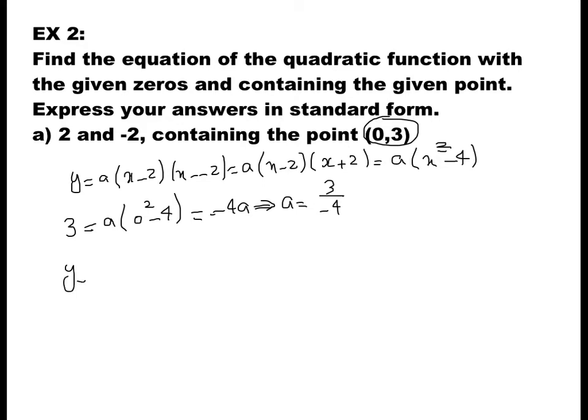So we get y is negative 3 over 4 times (x squared minus 4). This is a unique quadratic equation which has zeros 2 and negative 2, and it goes through the point (0, 3).